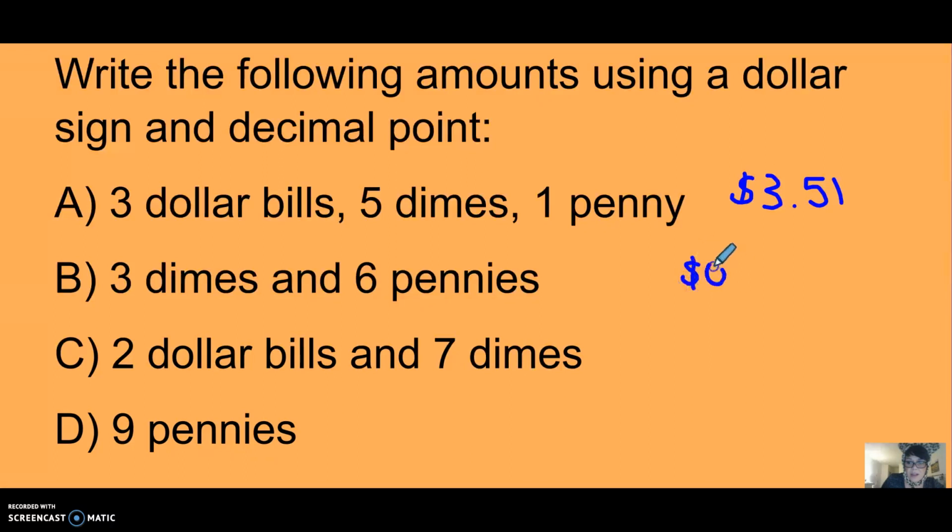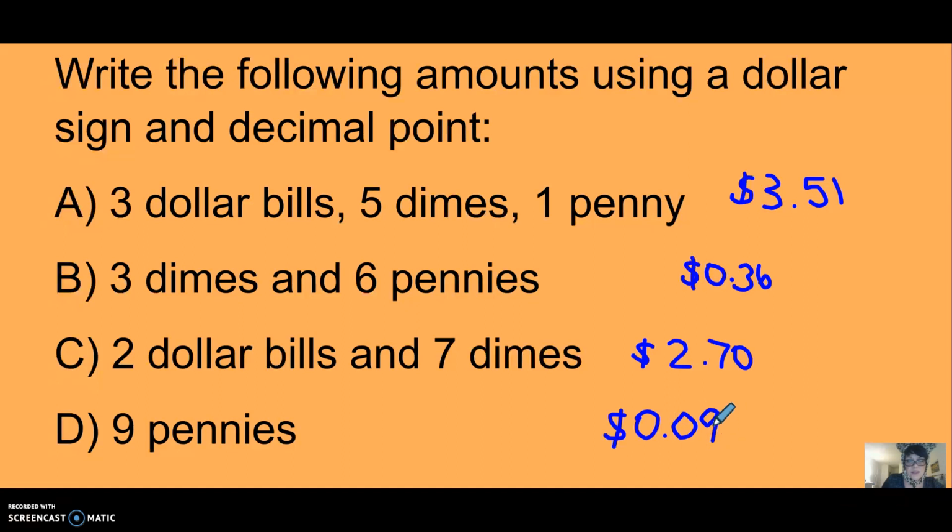3 dimes and 6 pennies. I would have $0, and I would have 36 cents. $2 and 7 dimes. I would have $2.70. 9 pennies. In dollar and cent notation, that would be $0 and 9 cents.